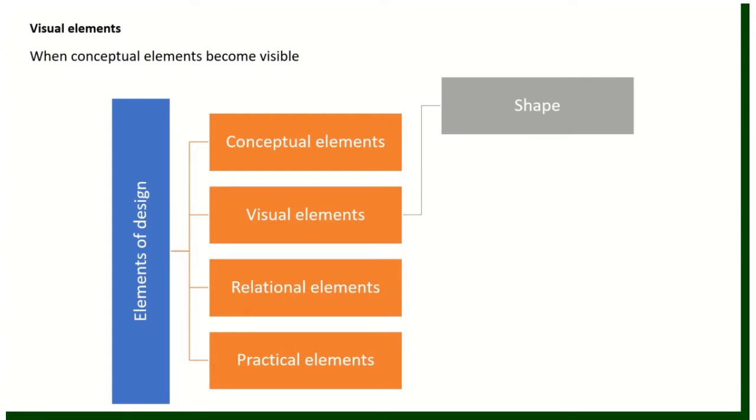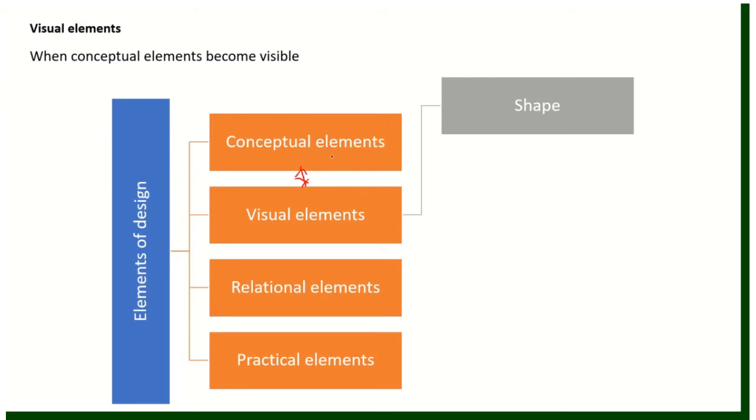So when we draw an object on paper, we employ a line that is visible to represent a line that is conceptual, right? The visible line not only has length but also breadth. Its color and texture are determined by the materials we use and the way we use them. So, when conceptual elements become visible, they have shape. Okay, so that is the relation between the conceptual elements and the visual elements.